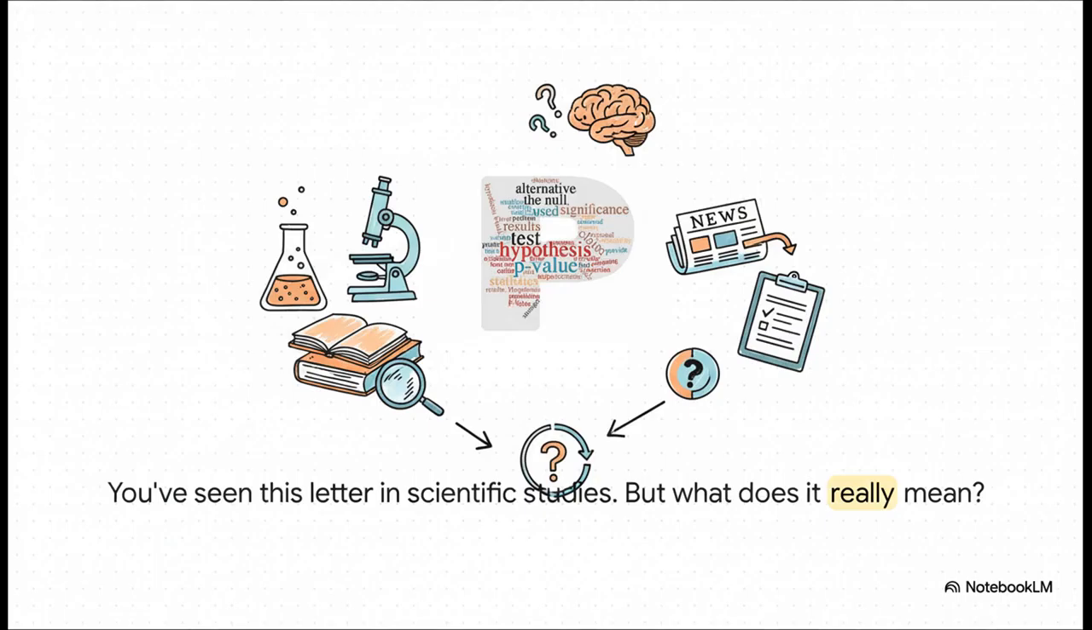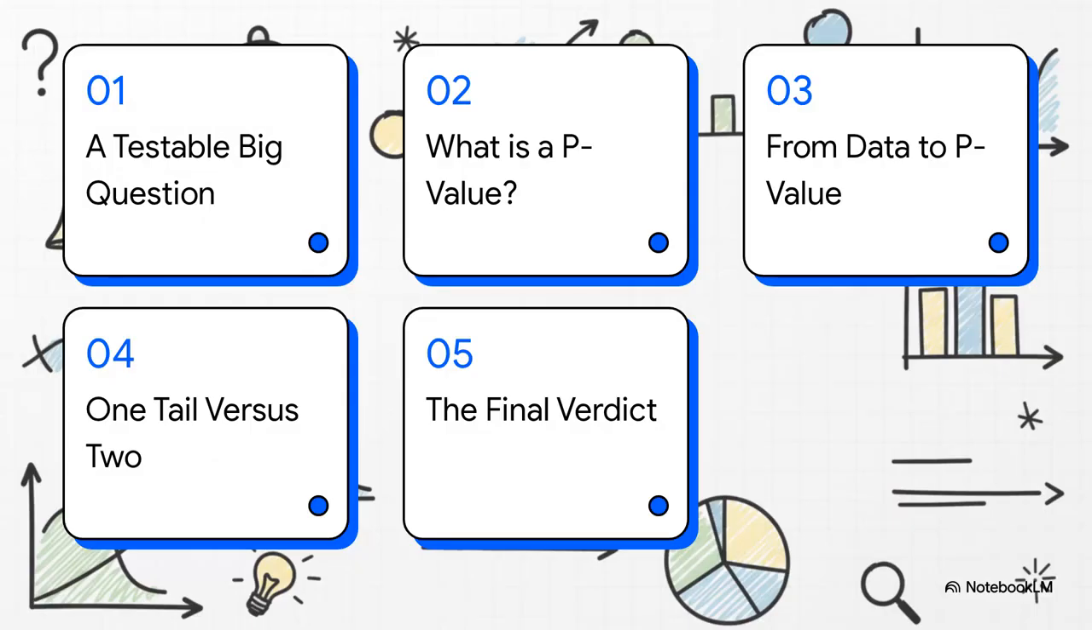You're reading about some study and you see p less than 0.05. It's everywhere. But what does that little letter p and the number after it actually mean? What is it telling us? Well, that's exactly what we're going to break down. And here's how we'll do it.